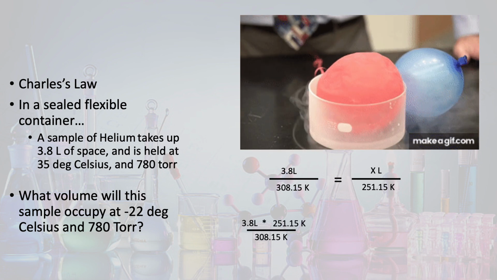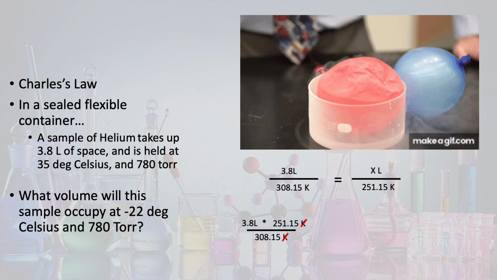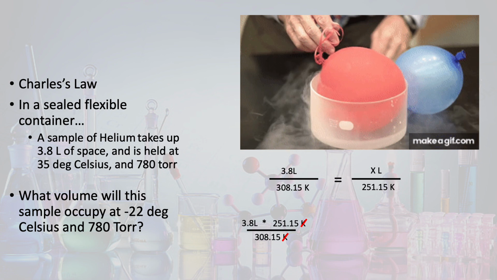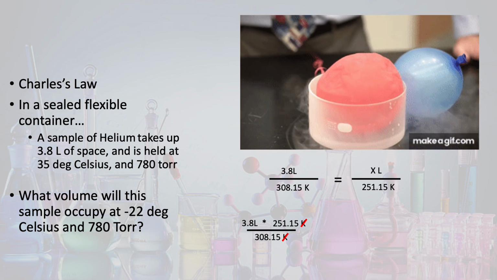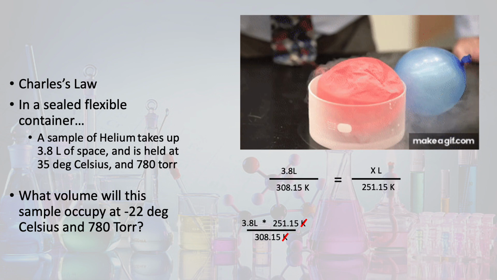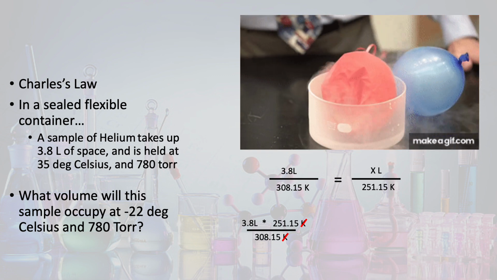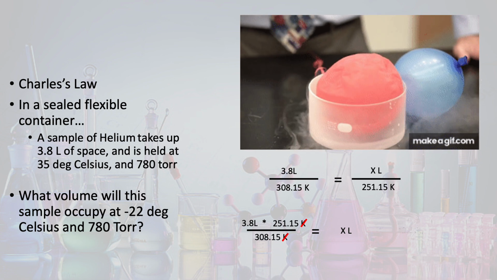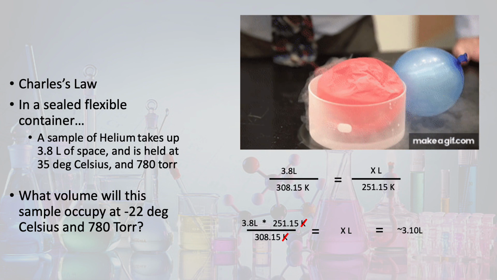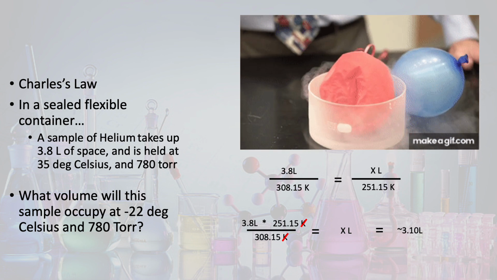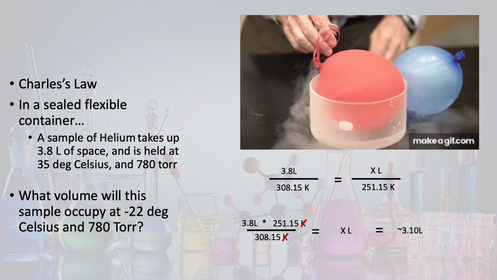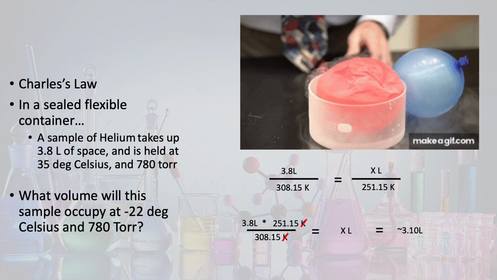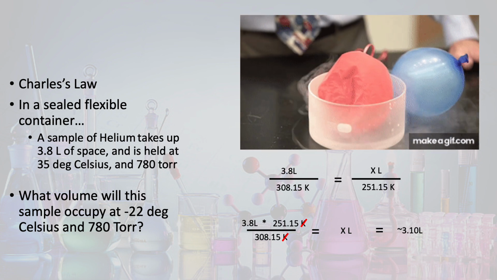So if we cross multiply, we bring 251.15 Kelvin over to the left side. We get 3.8 liters times 251.15 Kelvin divided by 308.15 Kelvin. Our Kelvin units cancel, and now when we multiply across and divide, we get X liters. Liters are the only units that persist. When we do this, we should get right around 3.10 liters. So the volume of space our helium sample takes up under the second set of conditions is 3.1 liters.